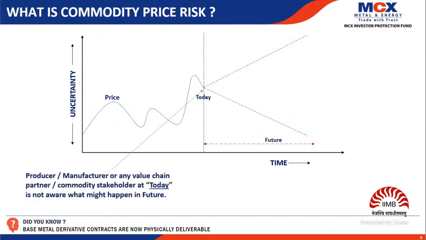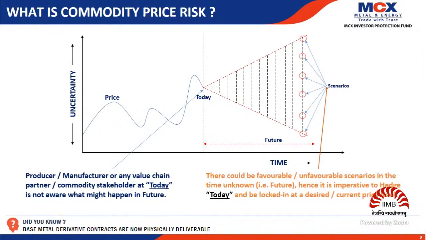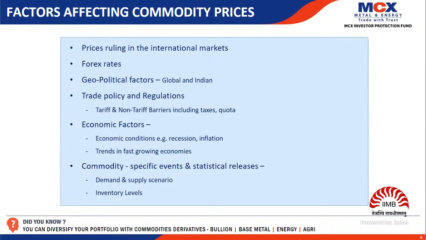And this risk has various scenarios. Prices might be affected for different reasons. What are some of those factors? The first thing I can say is the price ruling in the international market. For example, energy, that is crude. That is one thing I can say. And again, Forex factors. So Forex, again USD. If the USD is becoming stronger, or if it becomes weaker also, there will be an impact on commodity prices.